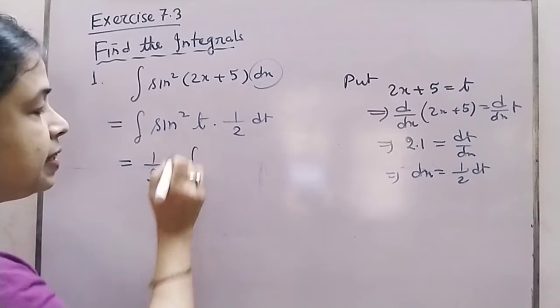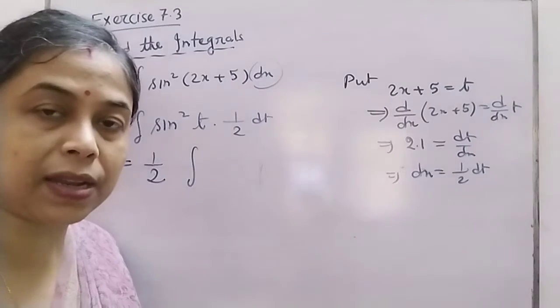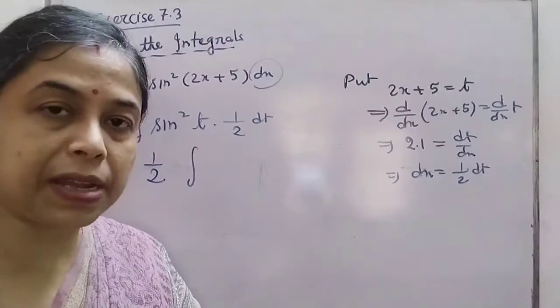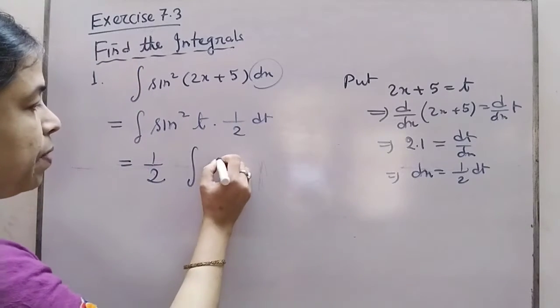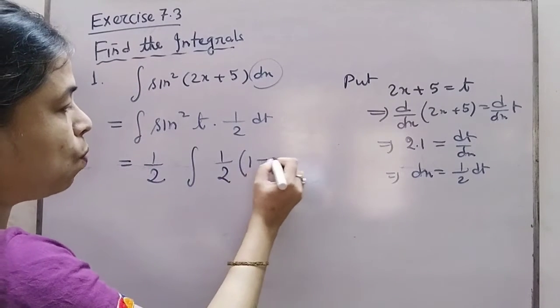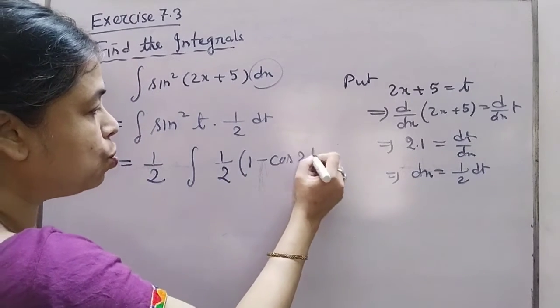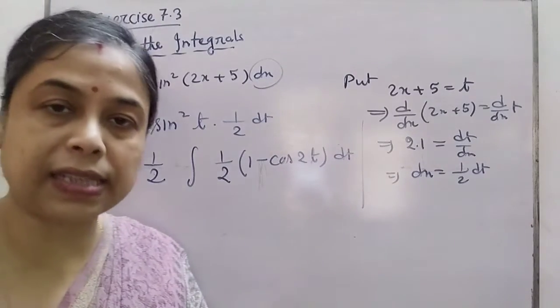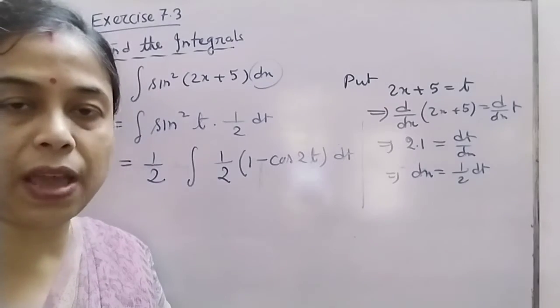Now convert sine square into the known form. We have sine square x is half of 1 minus cos twice x. So sine square t will be equal to half of 1 minus cos of 2t, into dt. As I derived in the last video, I have discussed all these things, and in this way I have converted it.